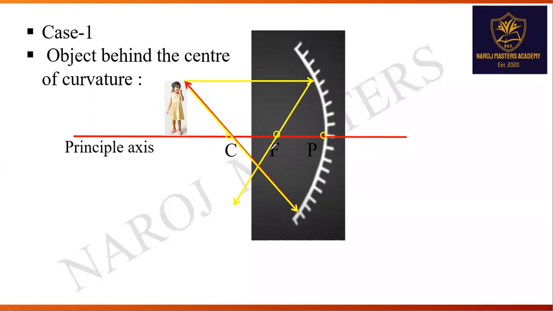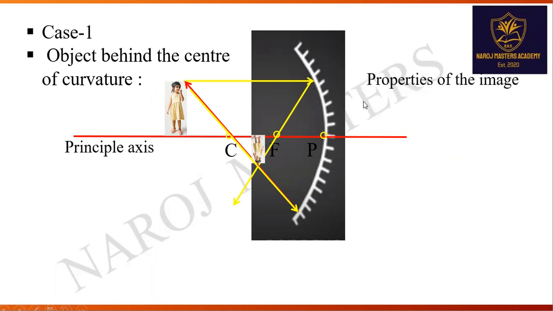This is the reflected light ray and this is also the reflected light ray. The point at which the actual intersection of the reflected light rays happens, at that point we will get our image. So what are the properties of the image? Now look at here. The image formed is this one. So this is our image. So what are the properties?